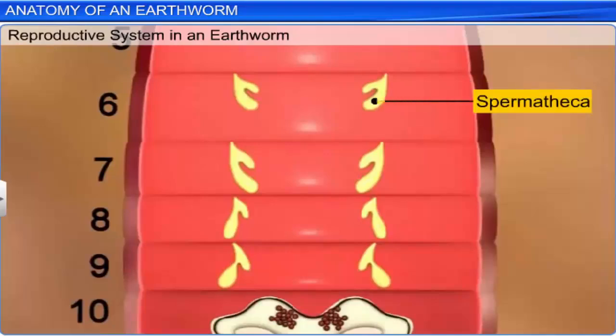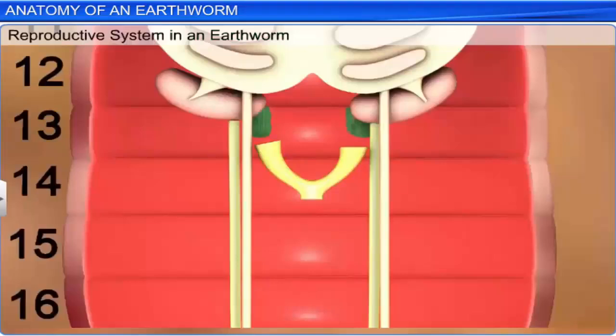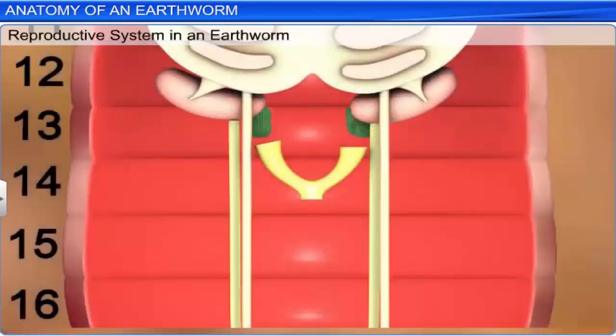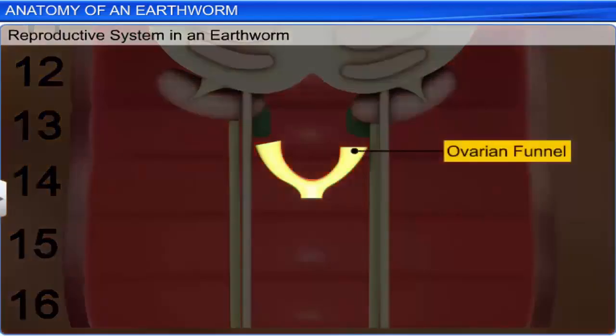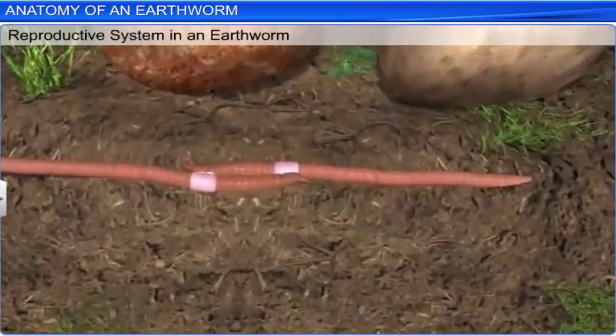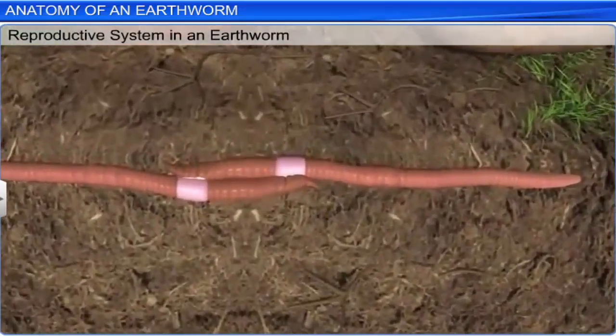copulation. The female reproductive system consists of a pair of ovaries present on the intersegmental septum of the 12th and 13th segments. Below the ovaries are the ovarian funnels, which continue into the oviduct and join to form a single female genital pore on the 14th segment. Although earthworms are hermaphrodites, each worm mates with another worm.